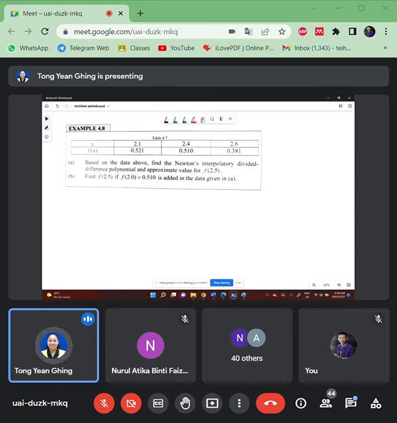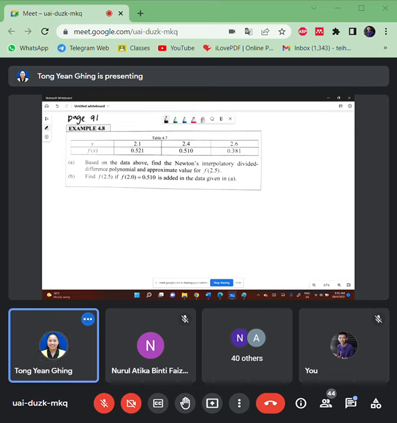Okay, level 8, we try this one, example 4.8. Now, if you have the book, example 4.8 is on page 91. Okay, so given a table like this, find the Newton interpolatory divided difference polynomial and approximate the value for f 2.5. So from A, okay, B, find f 2.5 if f 2.0 equal to 0.510 is added into the data points given in A.